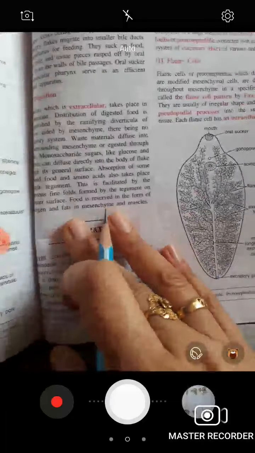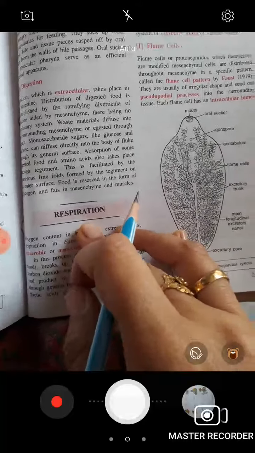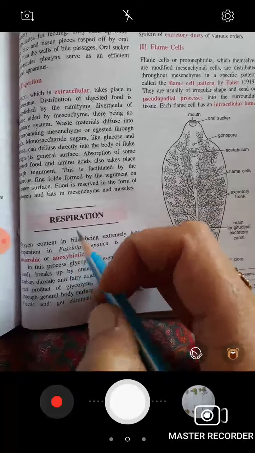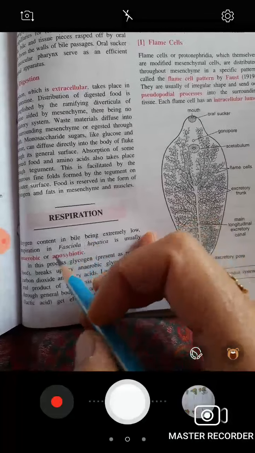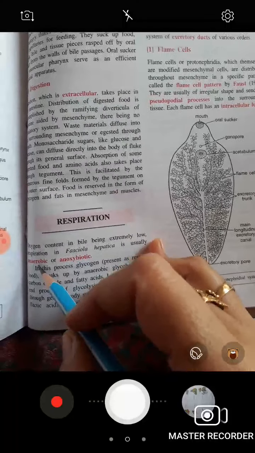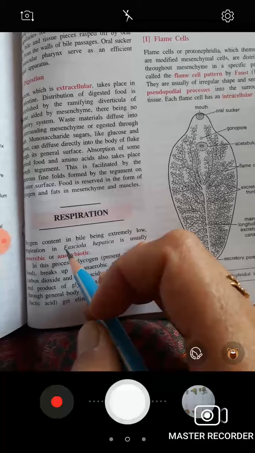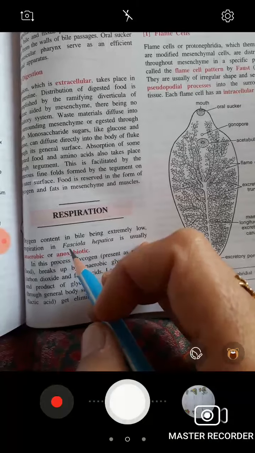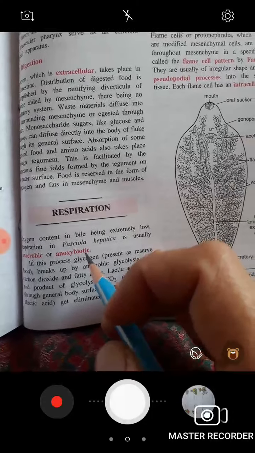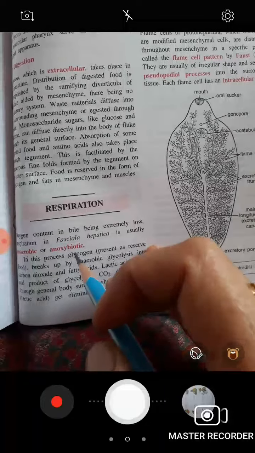So good morning students. Today we will discuss the topic respiration in Fasciola hepatica. Respiration in Fasciola hepatica is anaerobic. Why is it anaerobic? Because the oxygen content in bile is extremely low. That's why it opts for the anaerobic mode of respiration.